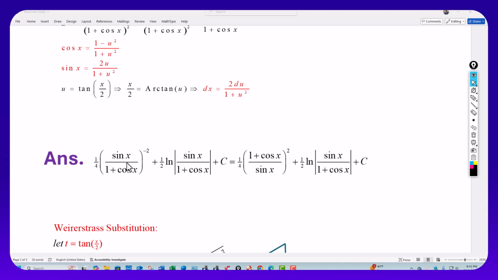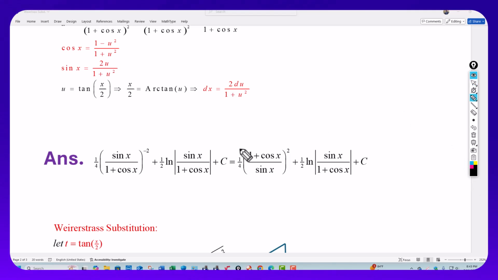I have u, and this is u, to the −2 power. And then it was the 1/2. I have them in reverse here, but it's the same thing. First I had it 1/2 natural log of u. So I replaced the u by sine of x over 1 plus cosine of x. And this was 1/4 u to the −2. Again, the u is replaced by sine of x over 1 plus cosine of x, plus the constant of integration.